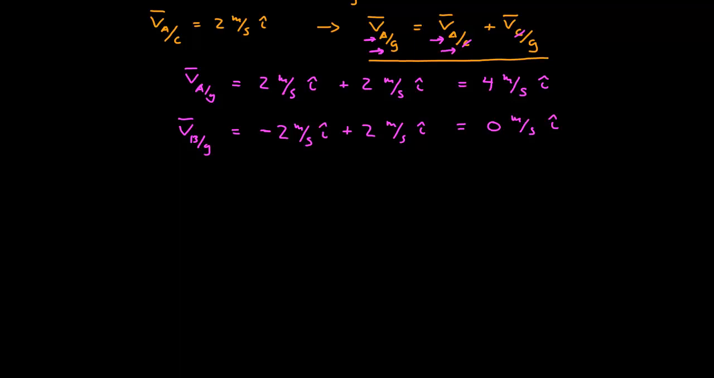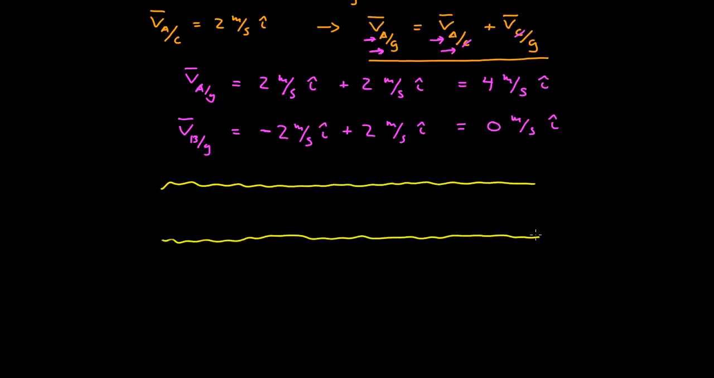One very common way that you use relative velocities is when you have motion in a medium that itself is moving. So I have a little boat here that is traveling down a river.